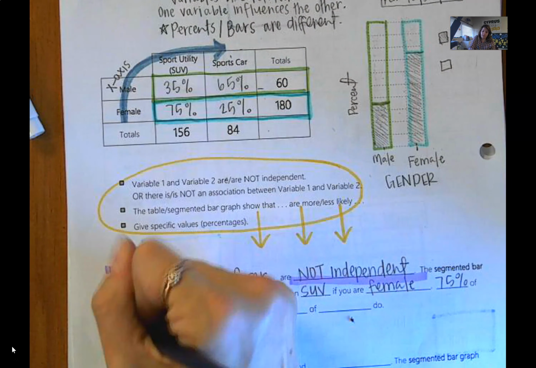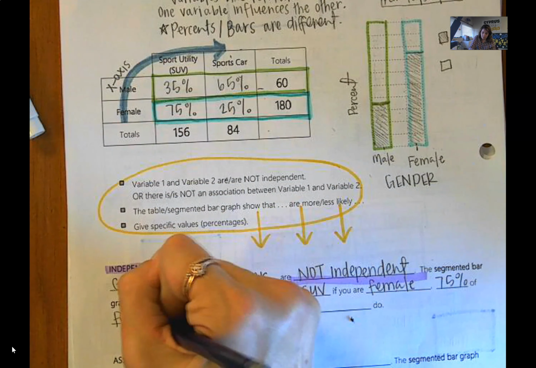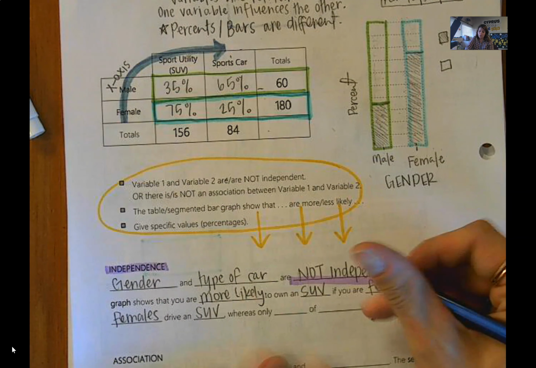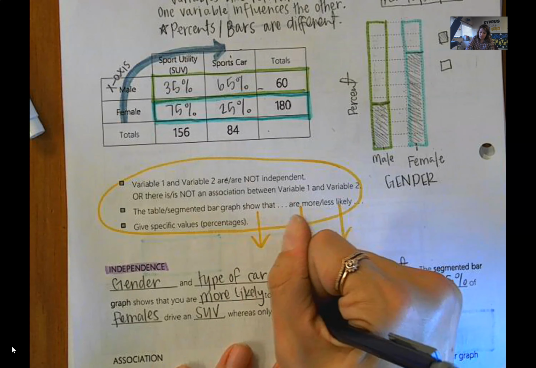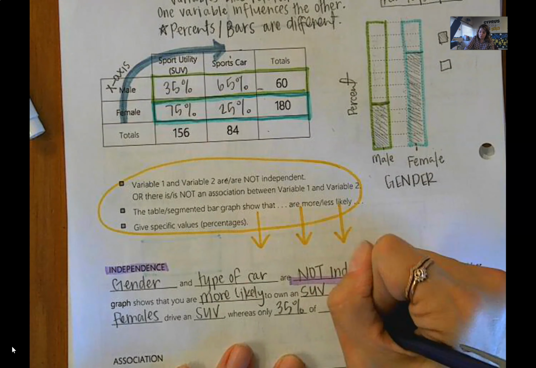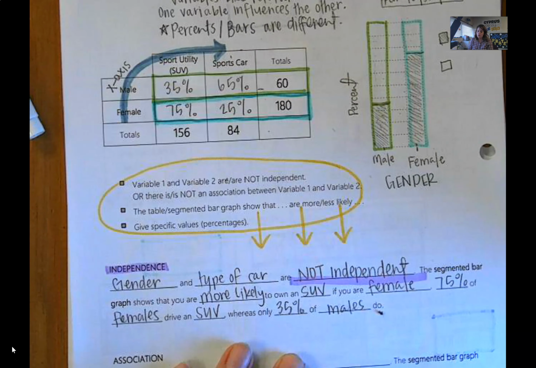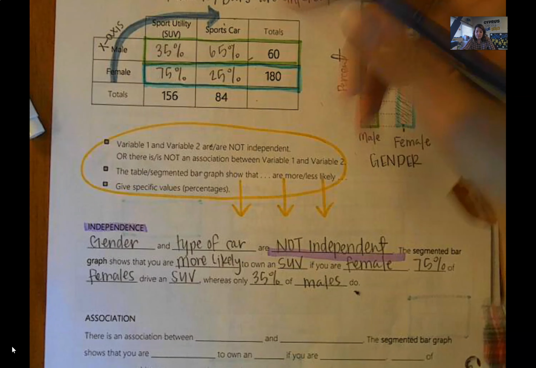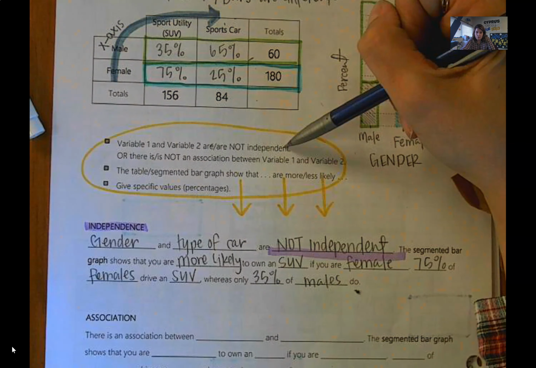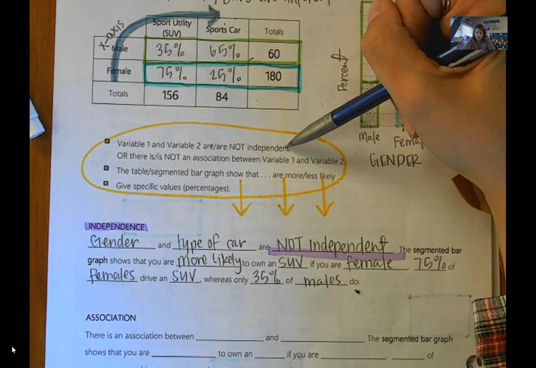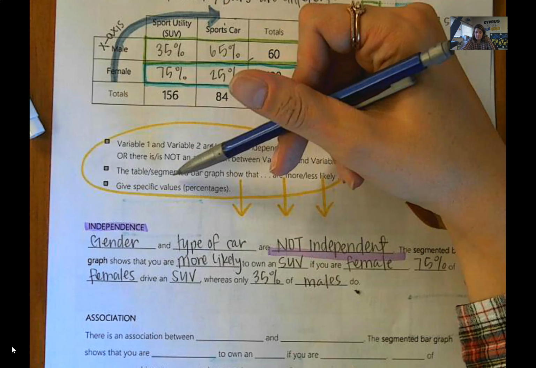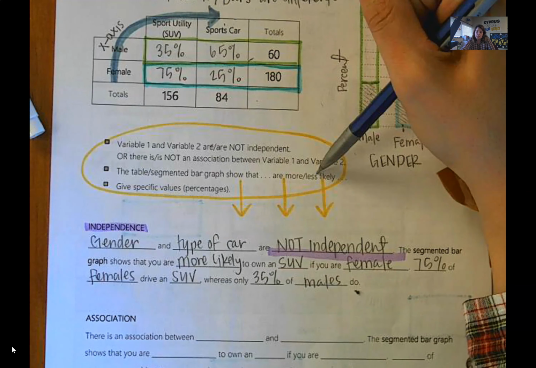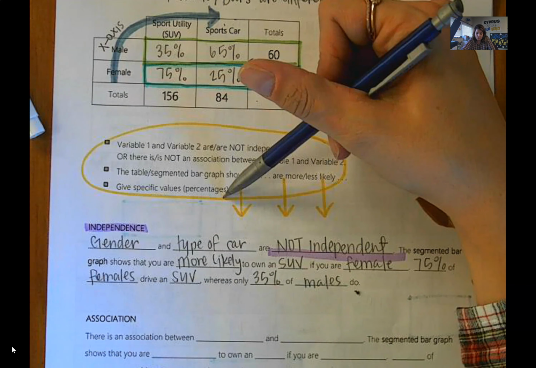75% of females drive an SUV, whereas only 35% of males do. So I've done all the things that the bullet points tell me I need to do. They are or are not independent. The segmented bar graph shows, and make a more or less likely statement and then give specific values.